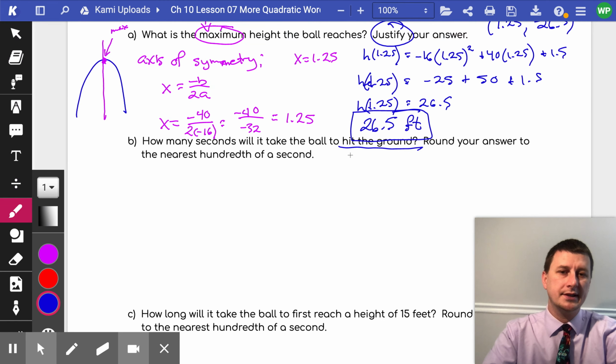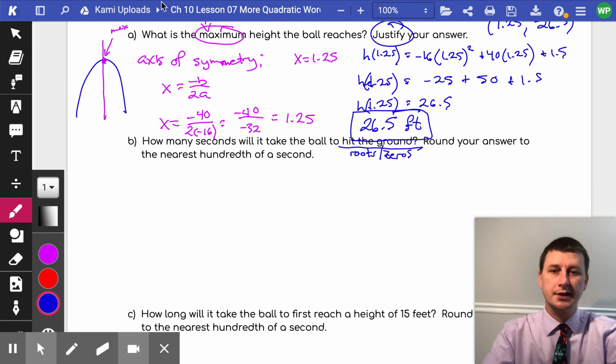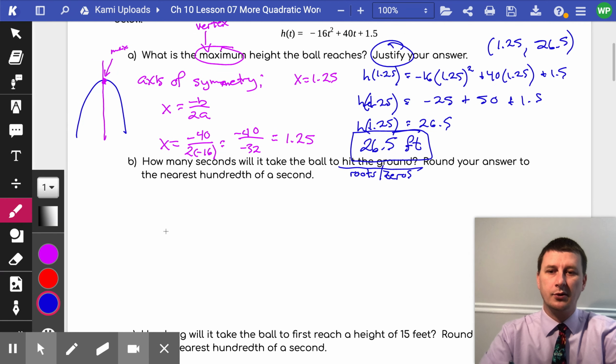Hit the ground is saying where is the roots of this graph, or the zeros, or the x-intercepts, right? Or the solutions. So what we want to do is take this equation that we're given, negative 16t squared plus 40t plus 1.5, and we're going to set it equal to 0.